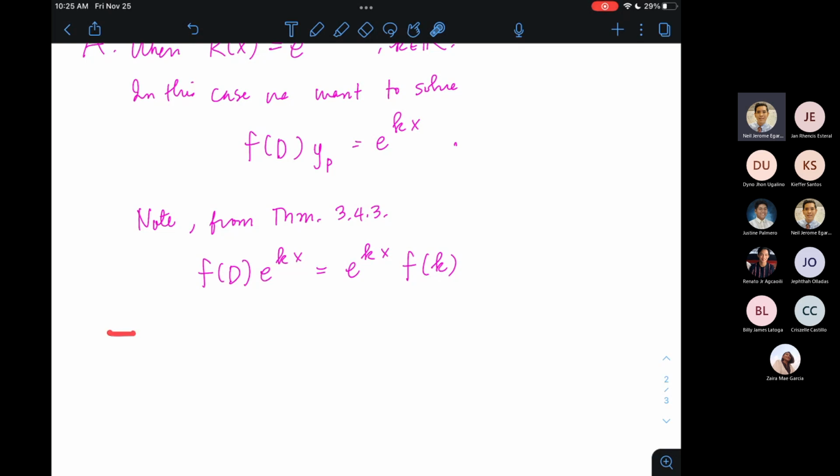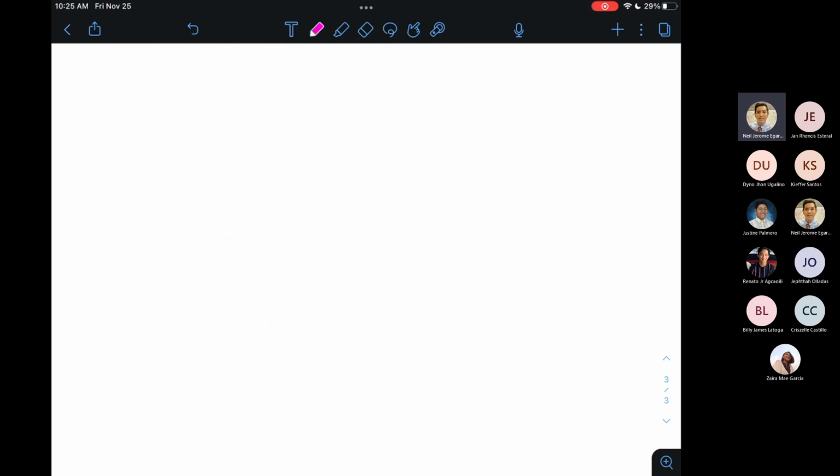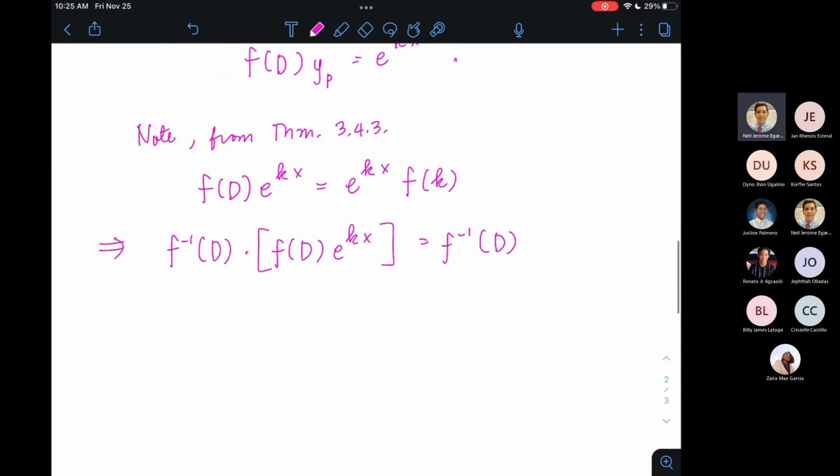So that means here, I can apply f inverse of D to either side of our equation, to the left. I need to be careful where I apply it because composition is not commutative. But just be consistent and then you'll get this f inverse of D. So on the left I apply f inverse of D, and on the right it is applied to e to the kx times f of k.